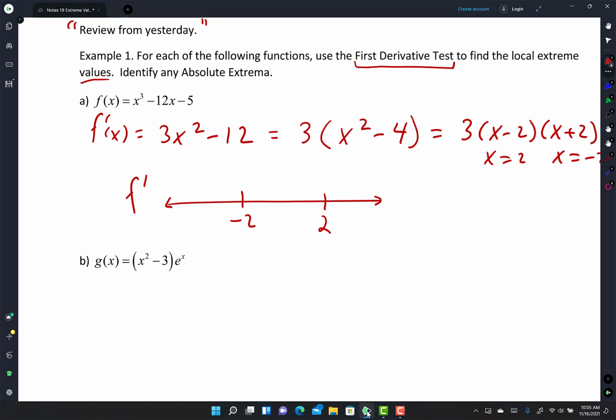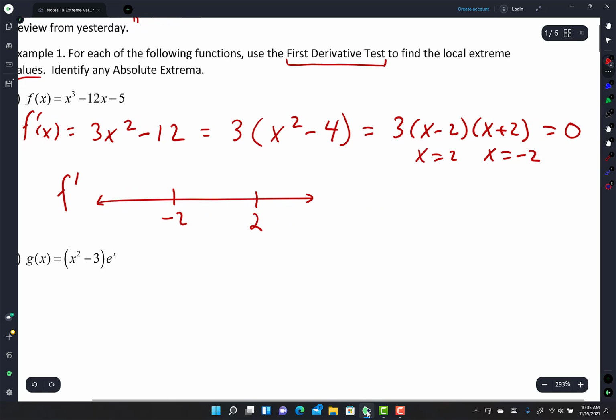Because we want to know if the original is increasing or decreasing. If the derivative is positive, f is increasing. If the derivative is negative, f is decreasing. I'm looking for maxes and mins, and here's how we're going to find it. All right, so here we go. Negative 10. If I plug in negative 10, negative times a negative is a positive. I plug in a 0. Negative times a positive is a negative. And I plug in a 10. Positive times a positive is a positive.